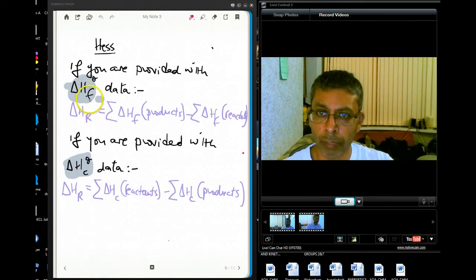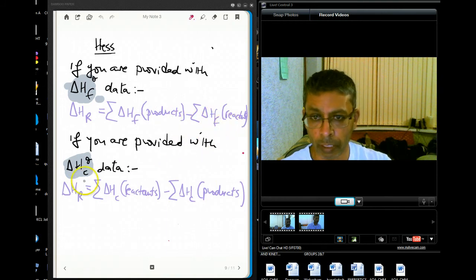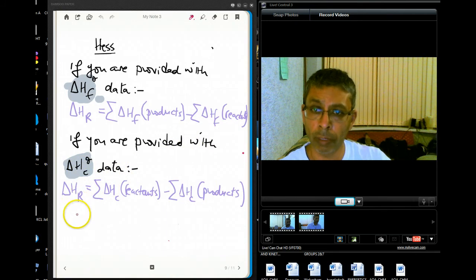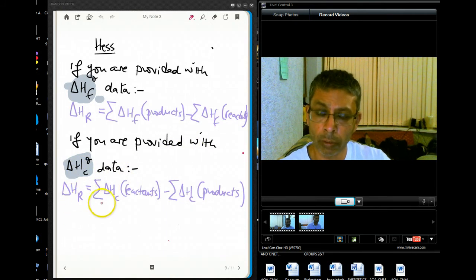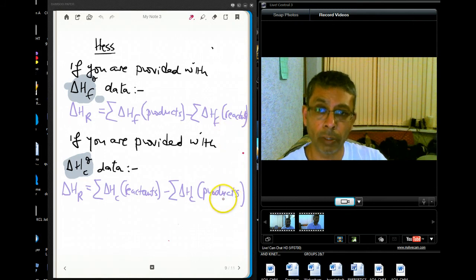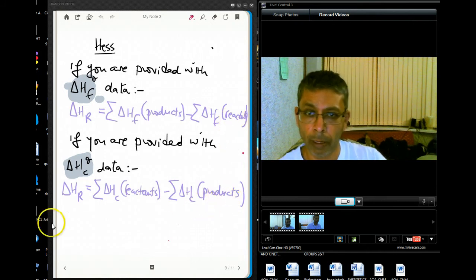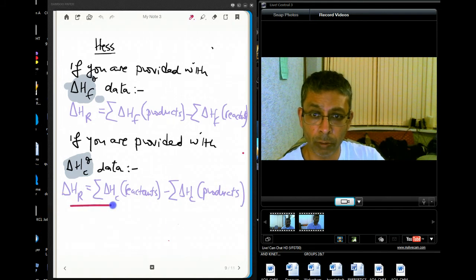If the data is heat of formation, your formula will be: heat of reaction equals the sum of the heat of formation of products, take away the sum of the heat of formation of the reactants, and that will give you the answer. If you're provided with the heat of combustion data, then just use this formula: the heat of reaction that you want equals the sum of the heat of combustion of the reactants, take away the sum of the heat of combustion of the products. And simply by writing these two formulae, you will get a mark in your exam. So just use those two and you're bound to get the majority of your Hess's law questions correct.